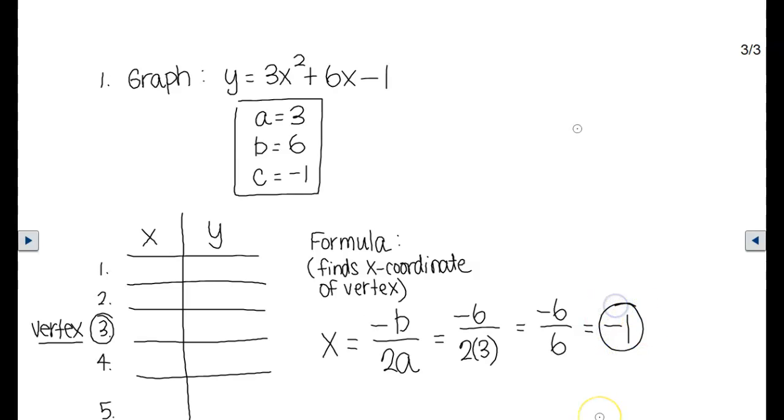Now, let's make sure we understand what that negative 1 is. That negative 1 is the x-coordinate of the vertex, of that middle point. So I want you to go right here in your table to this middle slot, and that's where I want you to put that negative 1.